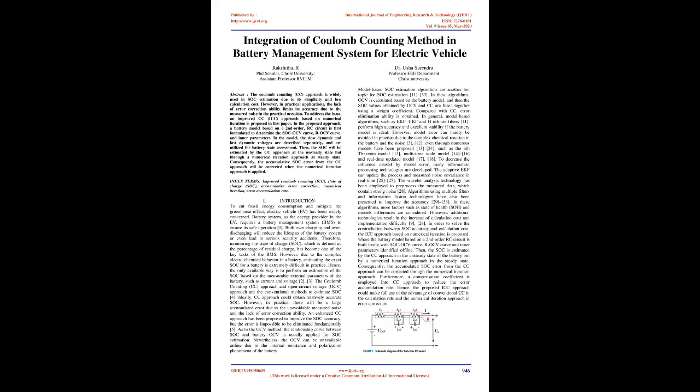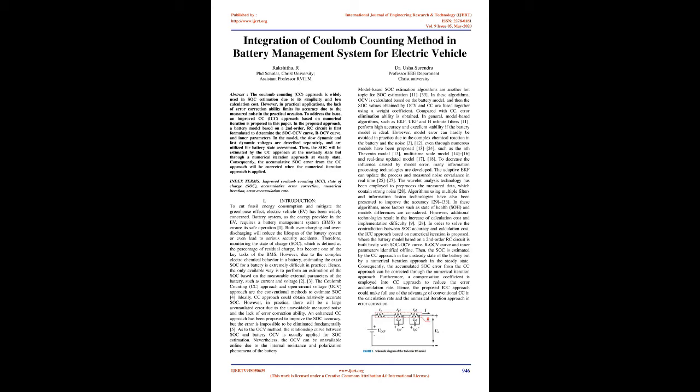In the model, the slow dynamic and fast dynamic voltages are described separately, and are utilized for battery state assessment. Then, the SOC will be estimated by the CC approach at the unsteady state but through a numerical iteration approach at steady state. Consequently, the accumulative SOC error from the CC approach will be corrected when the numerical iteration approach is applied. Index terms: improved Coulomb counting, ICC, state of charge, SOC, accumulative error correction, numerical iteration, error accumulation rate.